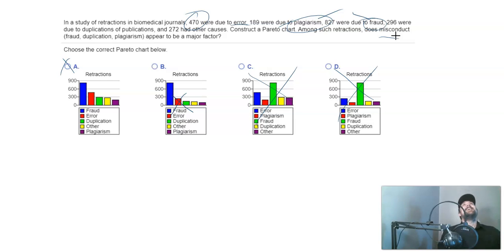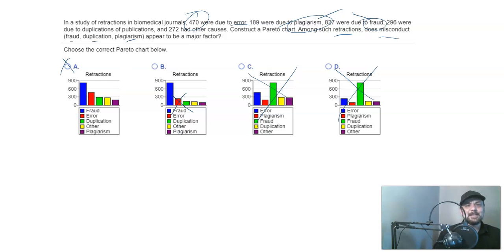Oh, I'm sorry. I just need to read the question, don't I? Does misconduct, and they actually tell us here what they mean by misconduct, and I just didn't even see it. So duplication is misconduct. I didn't realize that, but yes, it does appear to be a major factor among the retractions. Misconduct is definitely a major factor because fraud is the leading cause. Duplication is fairly significant, and plagiarism, especially if you combine the 3 together, it's a really big reason why these retractions are happening. So yes, I would say the answer there should be yes.